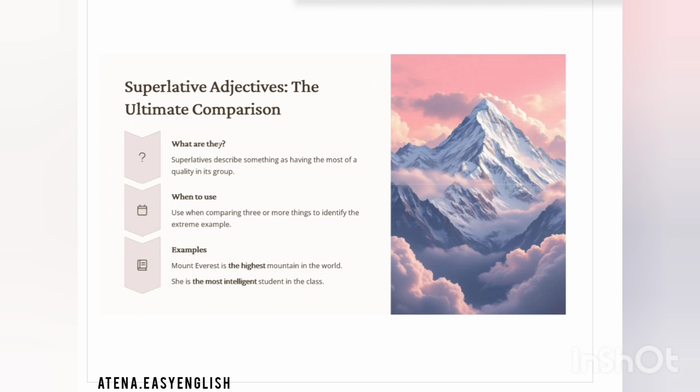Next, the superlative adjectives, the ultimate comparison. Now, let's talk about the superlative adjectives. What are they? Superlatives describe something as having the most of a quality in its group. So, when you are comparing different things, more than two, and one of them is the best, you use a superlative adjective. Use when comparing three or more things to identify the extreme example.